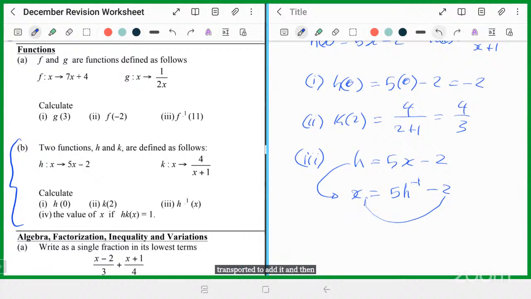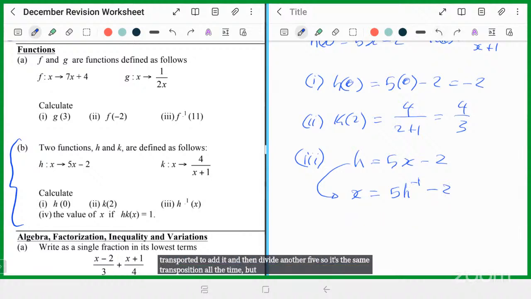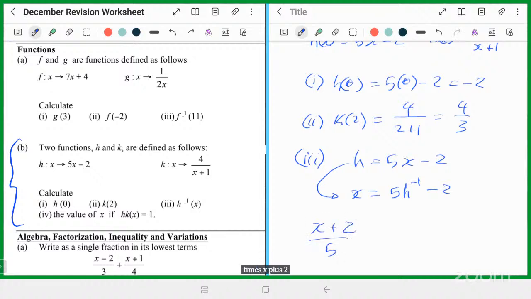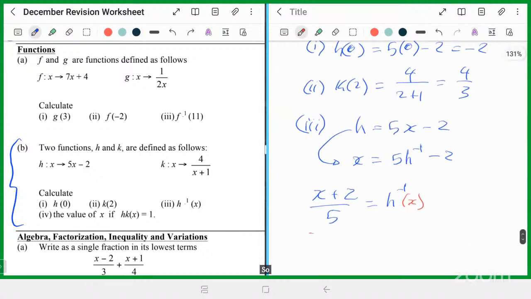So it's the same transposition all the time, but it's linear functions. So it becomes x plus 2 over 5. That is h to the minus 1. Okay, I'm putting back the of x now. So this is right here, the answer. h to the minus 1 of x is equal to that.